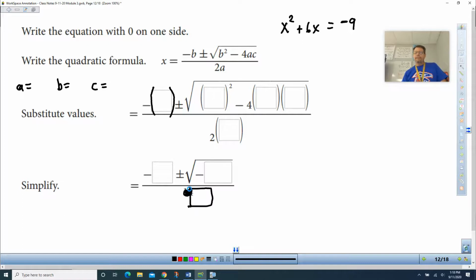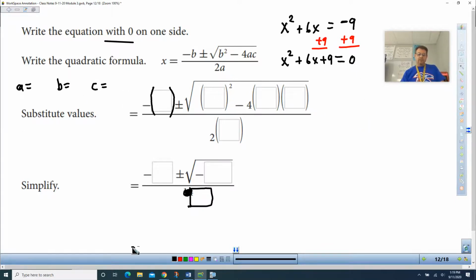We ready for that? No, we're not. Because what? It's not equal to 0 yet, is it? So we're going to have to do something to make that happen. So let's add 9, add 9. Okay, and here we go. X squared plus 6x plus 9 equals 0.